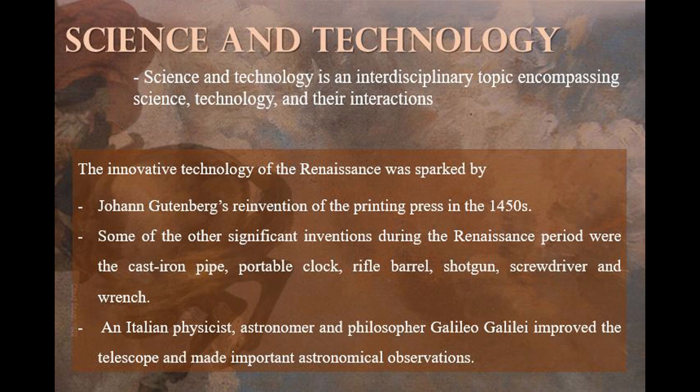2. Science and technology. Science and technology is an interdisciplinary topic encompassing science, technology, and their interactions. The innovative technology of the Renaissance was sparked by Johann Gutenberg's reinvention of the printing press in the 1450s. Some of the other significant inventions during the Renaissance period were the cast iron pipe, portable clock, rifle barrel, shotgun, screwdriver and wrench. An Italian physicist, astronomer and philosopher, Galileo Galilei, improved the telescope and made important astronomical observations.